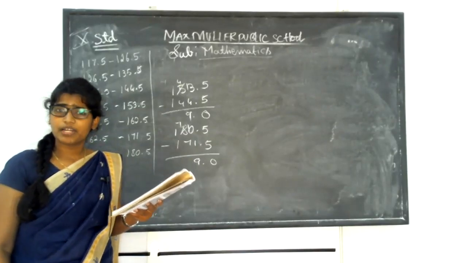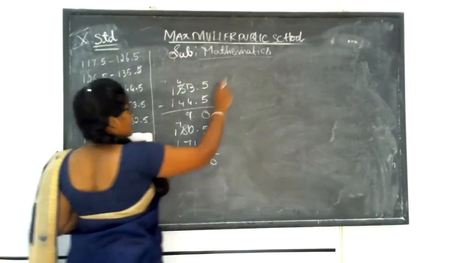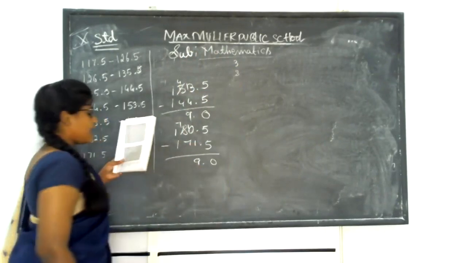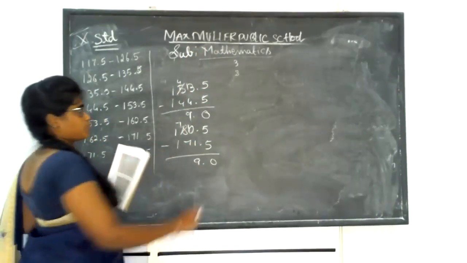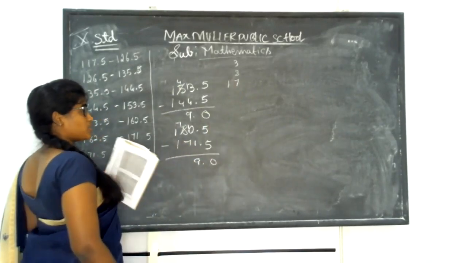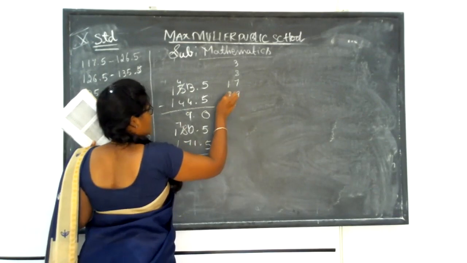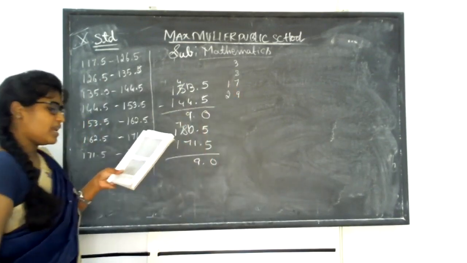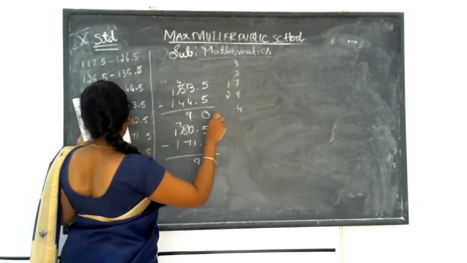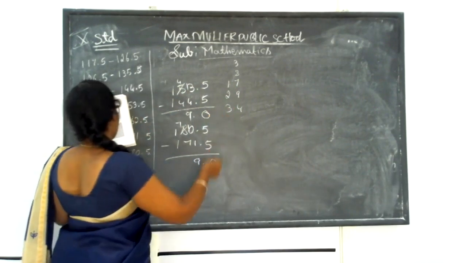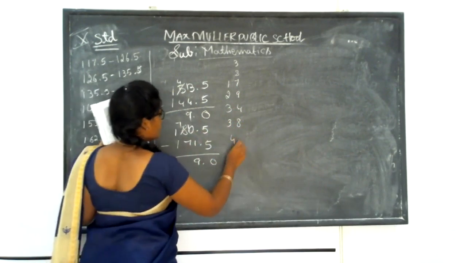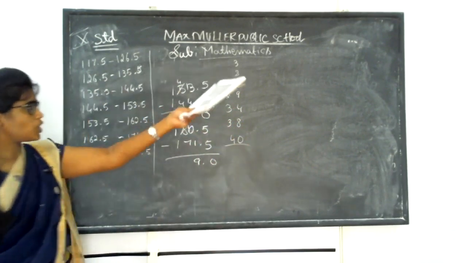How are you going to find the cumulative frequency? You are going to add. Write 3 as it is. Then 3 plus 5 is 8. 8 plus 9 is 17. Then 17 plus 12 is 29. Then again plus 5, it will be 34. Then again plus 4, it is 38. Again plus 2, it will be 40. Clear? This is your cumulative frequency.